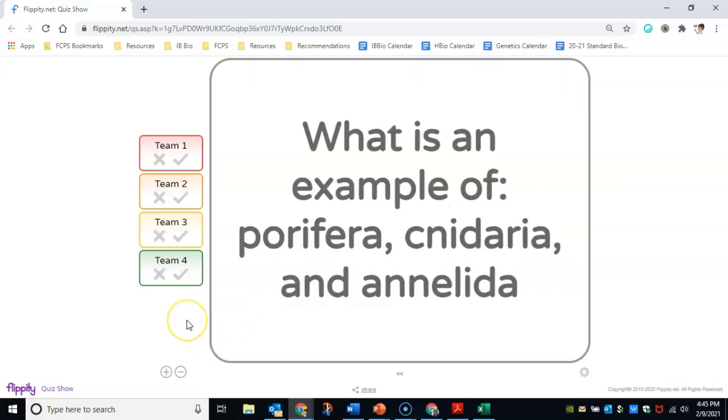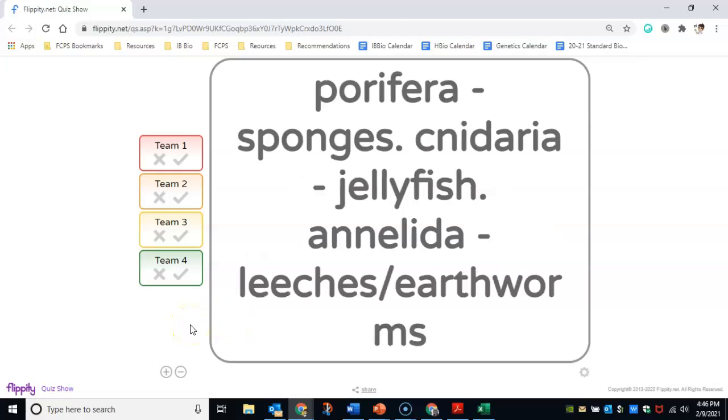And then for 500, what is an example of porifera, cnidaria, and annelida? I've been giving you some examples along the way. I just gave you this one. This one was in your note check. And then this one is like earthworms. So sponges, again, right? Porifera is sponges. Cnidaria is jellyfish. That is your only one that has radial symmetry. And then annelida is anything with a segmented body, like leeches and earthworms. You've seen earthworms where they have those rings all the way down their body. Each segment is what has brought it into this category of annelida. And leeches are gross, so you probably know what they look like.